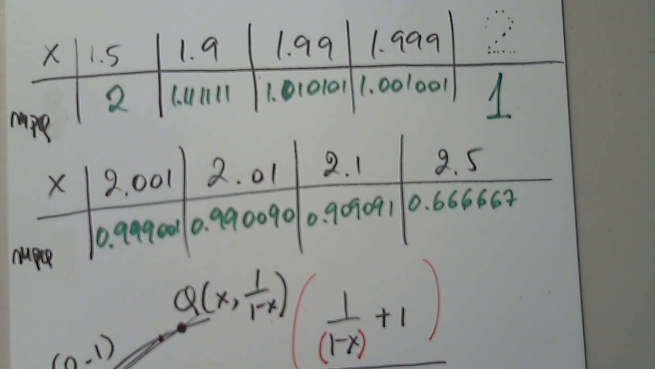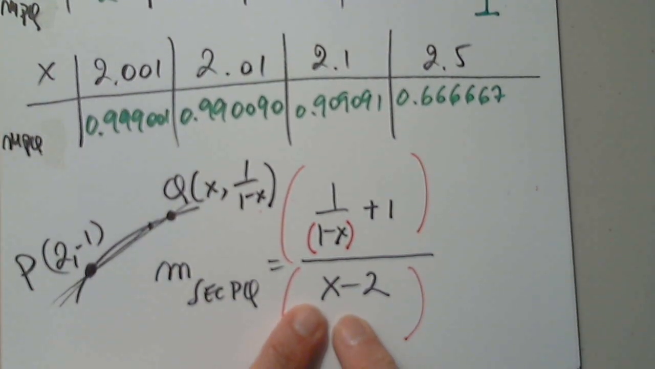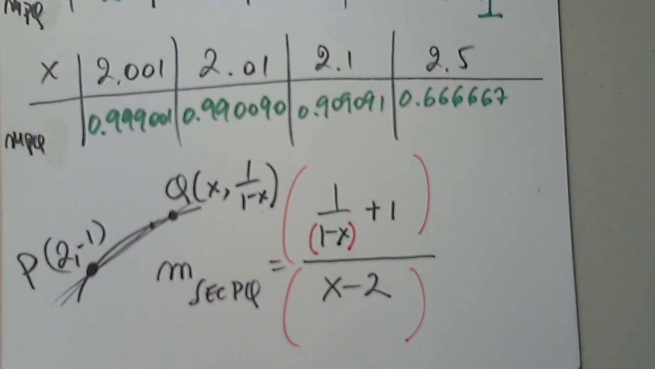Notice that you cannot plug in 2 here. Why can't I plug in 2 here? What's going to happen if I plug in 2? You have a denominator of 0. Right. I'm going to get a big error.